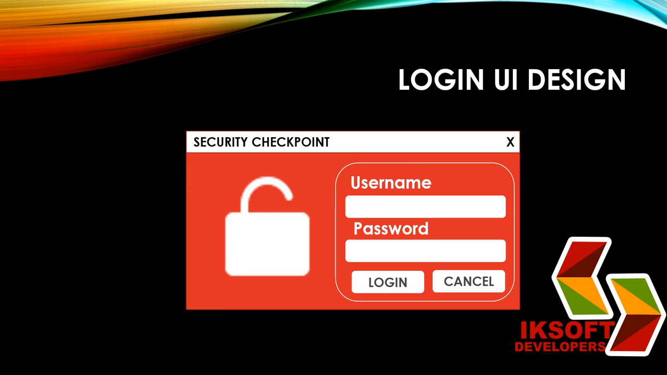And then let's come to the UI design. This is an example of the login system or the security UI checkpoint. When we talk of a UI, it is the design of the system, the interface development of the system. So this is a simple design I have done for the security checkpoint. When I talk of the login system, we have the username, password, login and cancel, but that is not the only thing we're going to add.